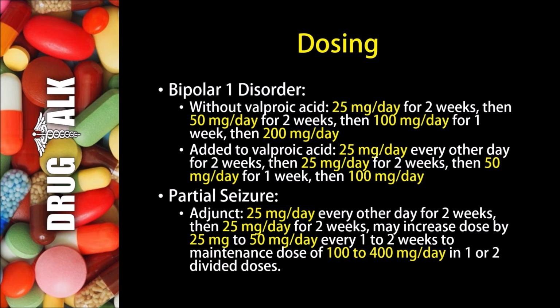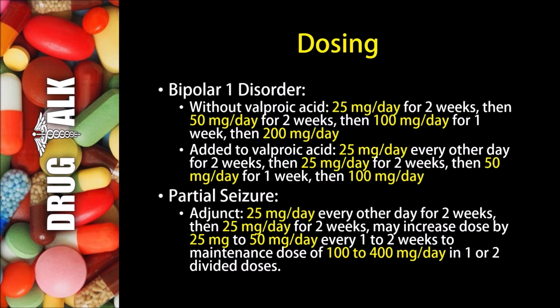Now we're going to talk about dosing in bipolar I as well as in partial seizure. So in bipolar I disorder, if this medication is being used without valproic acid, we would typically start off with 25 milligrams a day for 2 weeks, then increase to 50 milligrams a day for 2 weeks, then 100 milligrams a day for 1 week, and then 200 milligrams per day. If this medication is being added to valproic acid, we might see a regimen such as 25 milligrams every other day for 2 weeks, then 25 milligrams a day for 2 weeks, 50 milligrams a day for 1 week, and then 100 milligrams per day.